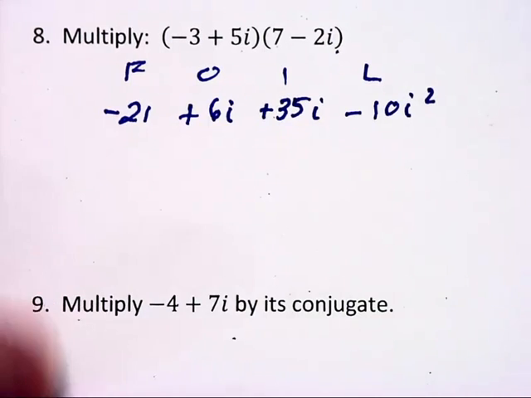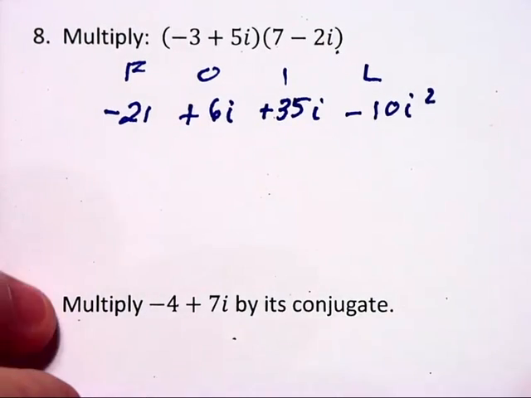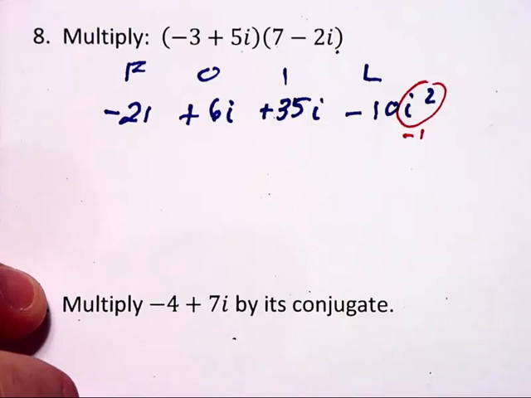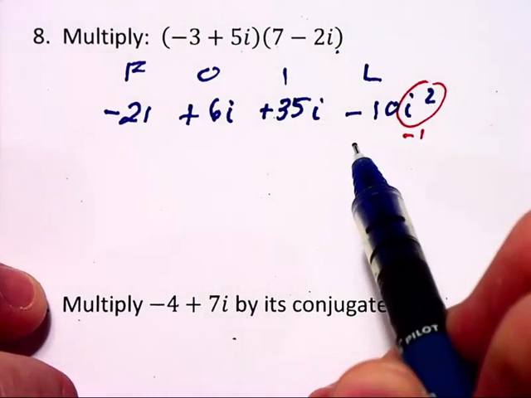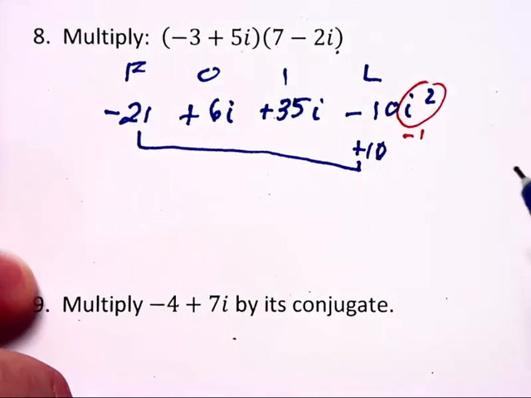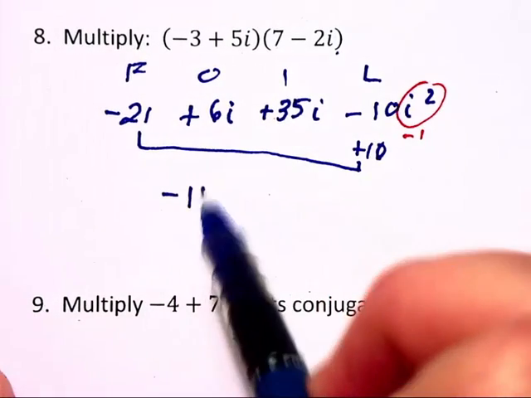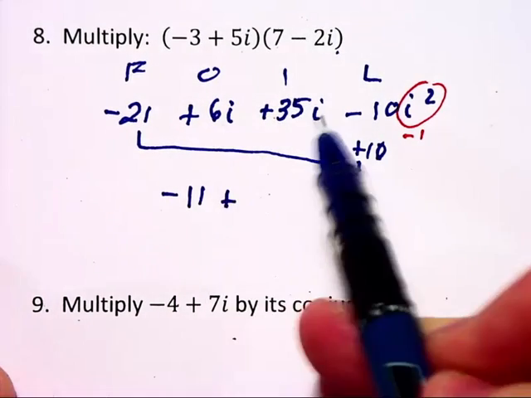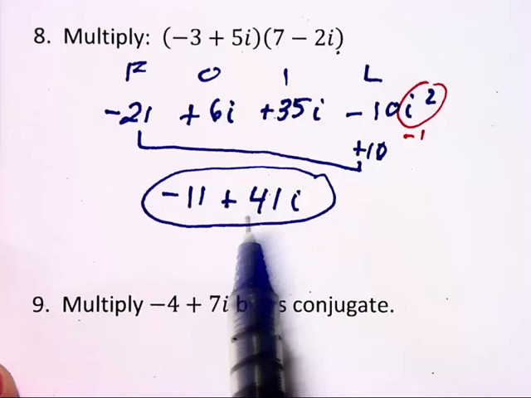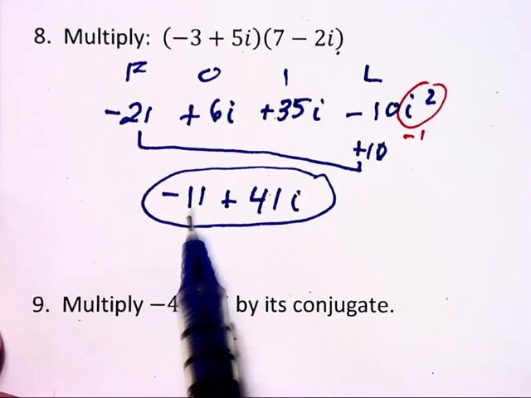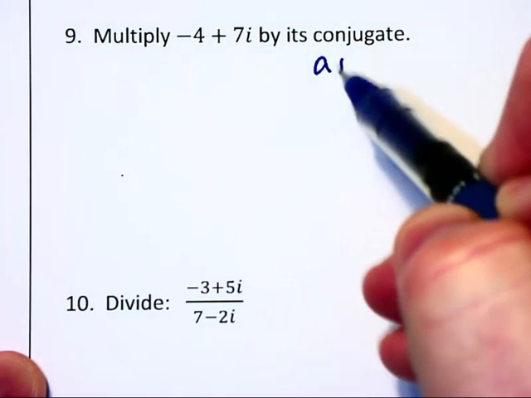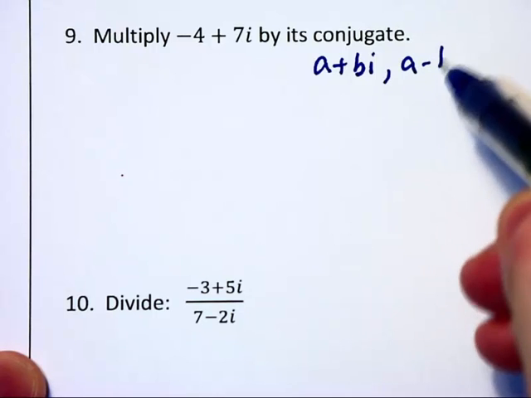But we're never allowed to leave i squared in that form. That needs to be treated as a negative 1. So what we really have there on the end is negative 10 times negative 1, which is positive 10. When we combine the real parts together, negative 21 plus 10, we get negative 11. And adding the imaginary parts together, we get plus 41i. Notice how we're tempted to write that as 41i minus 11, but the real part comes first and the imaginary part comes second. The conjugate of a plus bi is a minus bi.